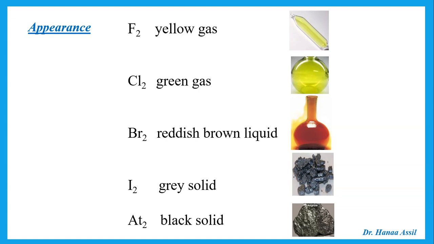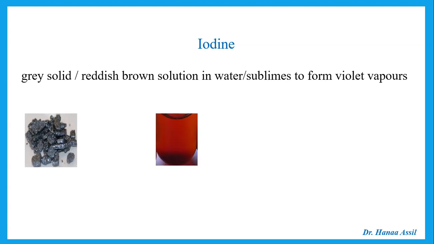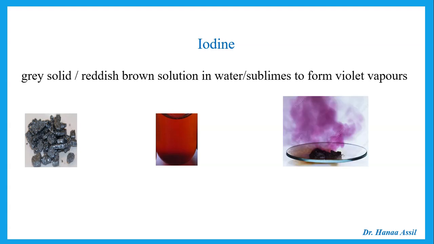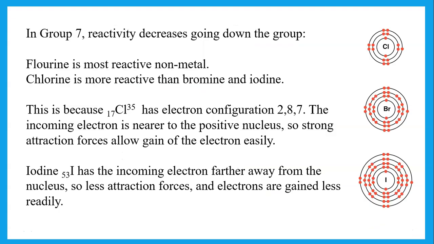That means the melting point increases and the color gets darker. Iodine is unique because as a solid it's gray. As a solution dissolved in water, it becomes reddish brown solution in water, and when we heat the solid, it sublimes. It goes directly into gas with a violet color. Again, the most reactive nonmetal is the one up. But as we go down, the melting point increases, the density increases, and the color gets darker.